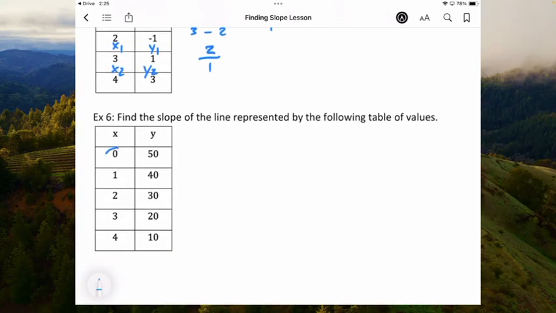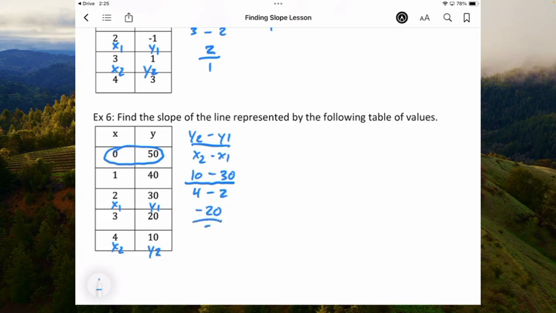And again, initial value here is going to be 50. Let's use this as x1, y1, and this is x2, y2. y2 minus y1 over x2 minus x1. y2 is 10, y1 is 30, 4 and 2. 10 minus 30 is -20. 4 minus 2 is 2. That's going to give us -10 over 1 if we simplified it. So y equals -10 over 1. And our y-intercept is 50. That's going to be a plus 50.